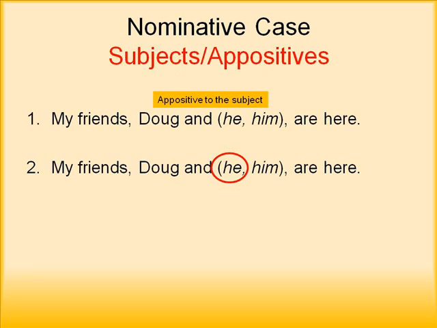So in sentence number 2, I've circled the correct answer, and that would be, my friends, Doug and he, are here. Now I know that doesn't sound real good, but that's because we just misuse this all the time. But because this is an appositive to the subject, we have to use the nominative case pronoun he.